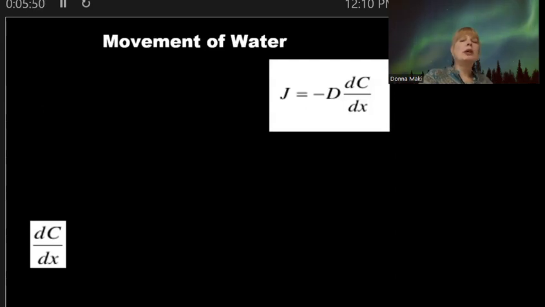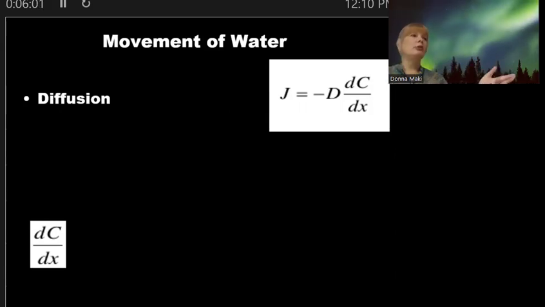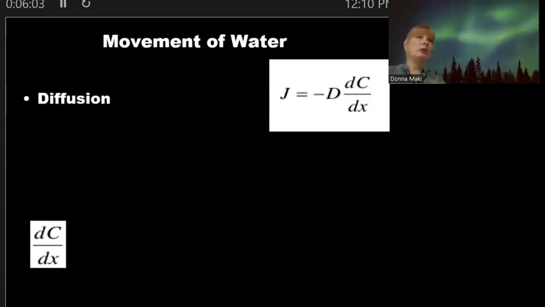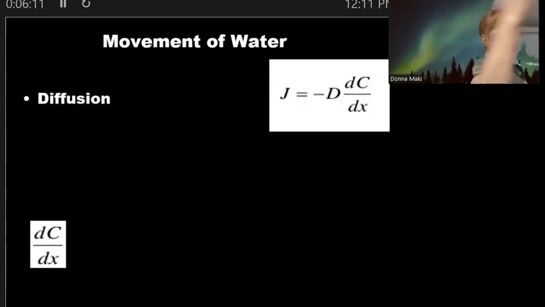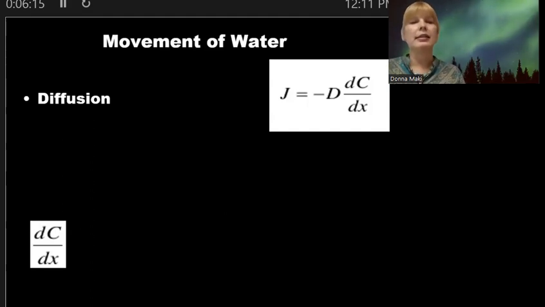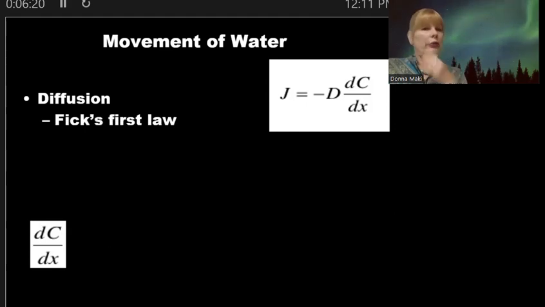Okay, so one of the first ideas they were thinking about is water diffusing through the plant body. You've learned about diffusion laws and how things diffuse. People give the example of putting a sugar cube into coffee and watching it dissolve, or opening a perfume bottle and the molecules diffusing from the bottle out into the room. Well, Fick is the scientist who formally defined it.